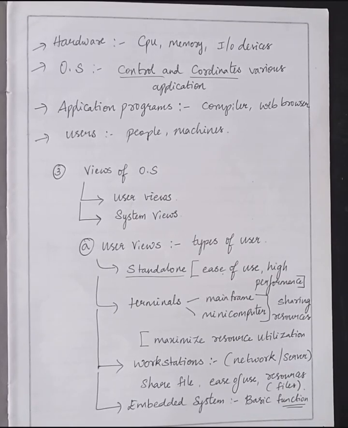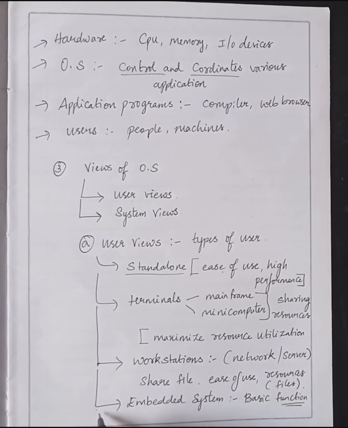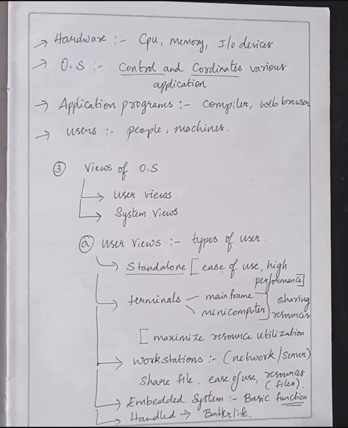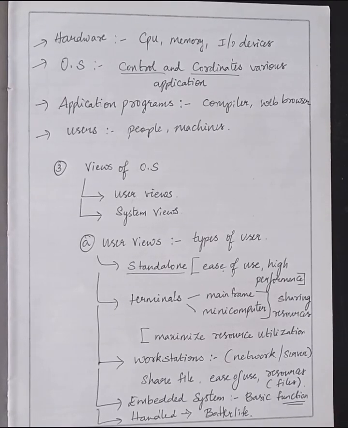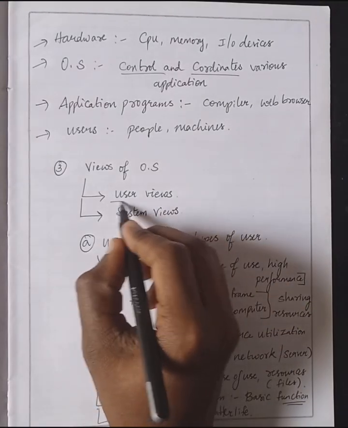Then the last one is handheld computers. Handheld computers means something like a mobile phone. In a handheld computer, along with the performance and everything, we want to check our battery life also. We want to check how much performance we get based on battery life, how much battery it is going to take, and we should consider all these concepts. So this is one part, that is the user view.